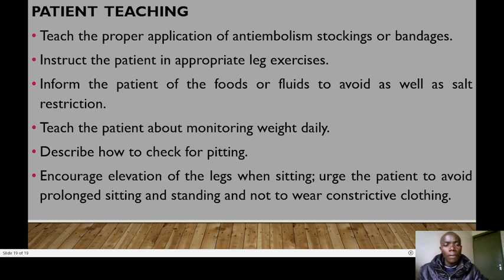Urge the patient to avoid prolonged sitting and standing and not to wear constrictive clothes because that could contribute to edema formation.